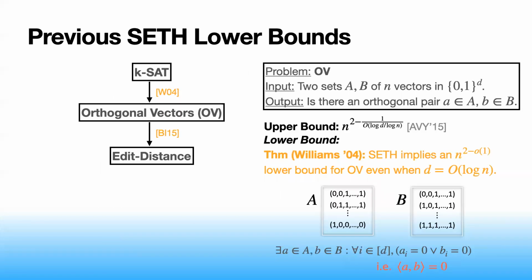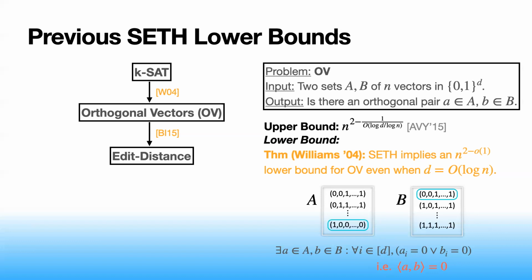Most lower bounds under SETH for problems in P are proved by a chain of reductions that starts from k-SAT and then goes through the OV problem. This is a simple problem with quadratic complexity that can be reduced to many problems in P, like the edit distance. The input is two sets of n vectors, A and B. Each vector has dimension d, which can be thought of as log n, and they are binary. The goal is to decide if there is an orthogonal pair, which simply means a pair of vectors such that in each coordinate, one of them is 0. In this example, the highlighted pair is orthogonal.